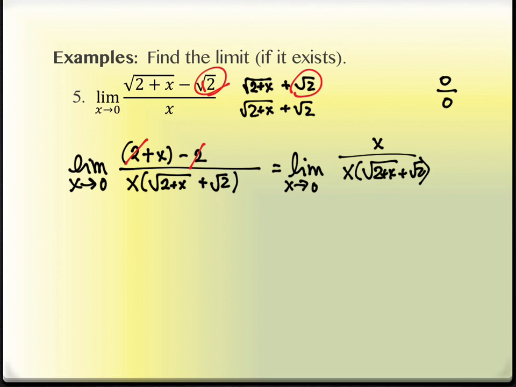What would be our next cancellation? Yeah, the x's, right? So since the x on top cancels with the x on bottom, which you could have recognized over here, you might have seen it already and thought, why don't we just do that? That'd be okay if you could have done it there, okay? I end up having a 1 on top. And I have that square root of 2 plus x plus square root of 2 on bottom.